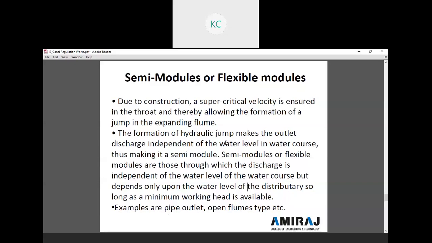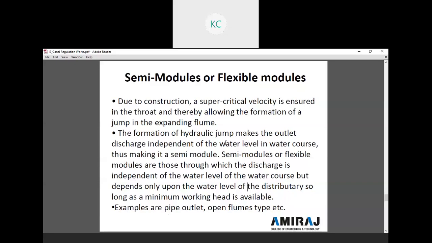So to reduce the velocity down to the critical velocity, there are different types of flexible modules which are used to reduce the water velocity or the water discharge, and to provide a proper hydraulic jump that will not allow supercritical velocity, but will hold the flow at subcritical velocity.